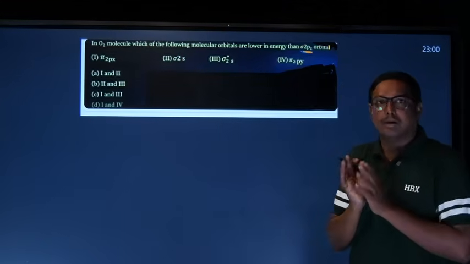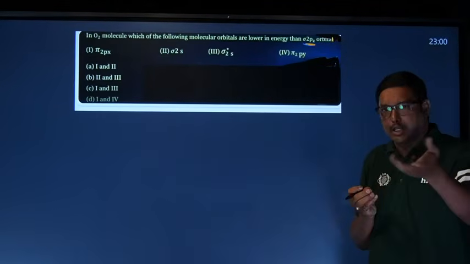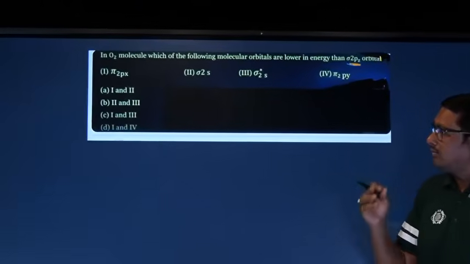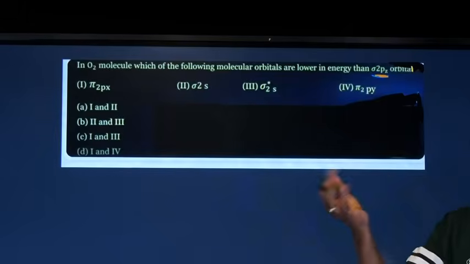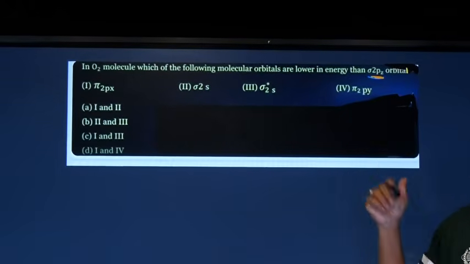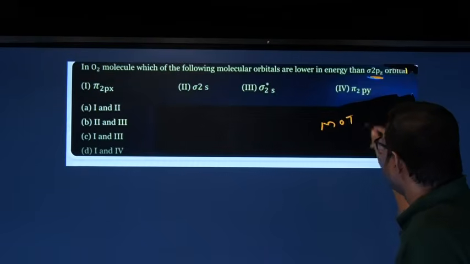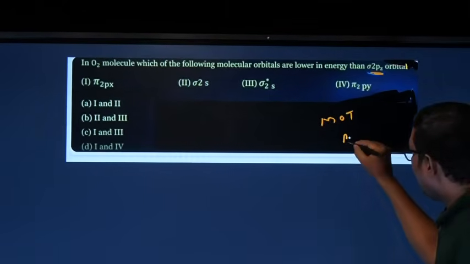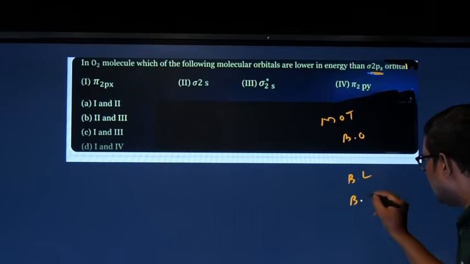By using Mulliken's MOT, we can find the paramagnetic nature of molecules. We can find the bond order of molecules. We can find the bond length of molecules. We can find the stability of molecules. So by using MOT, we can find the magnetic nature, the bond order, the bond length, and also the bond energy of molecules.